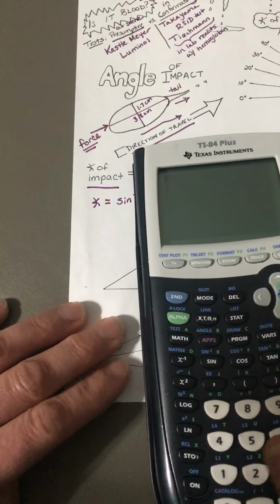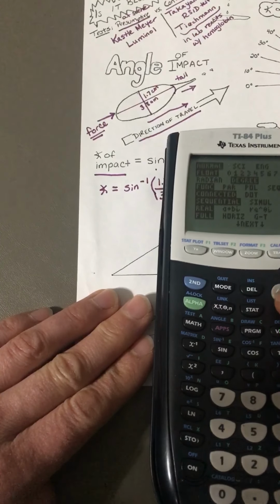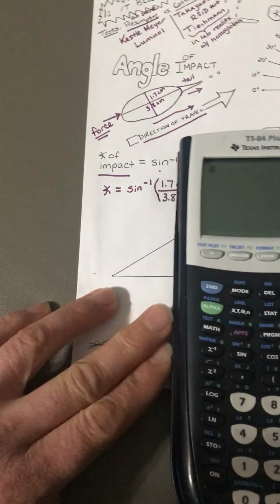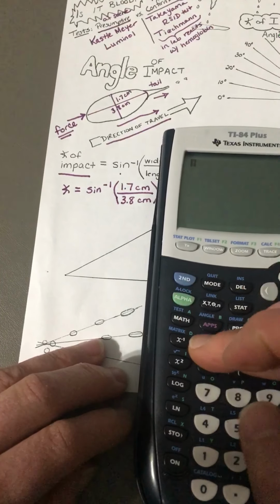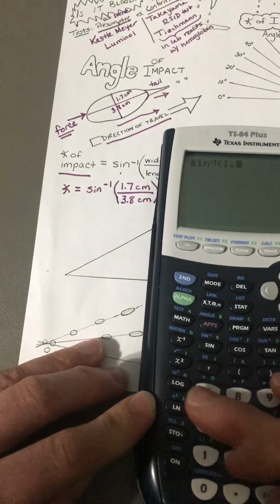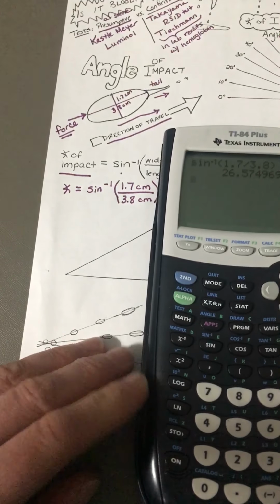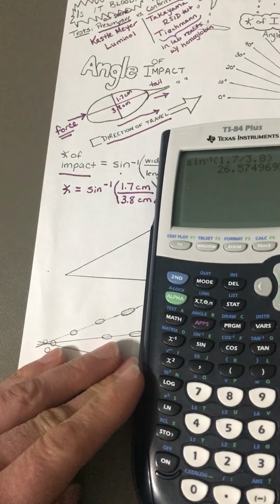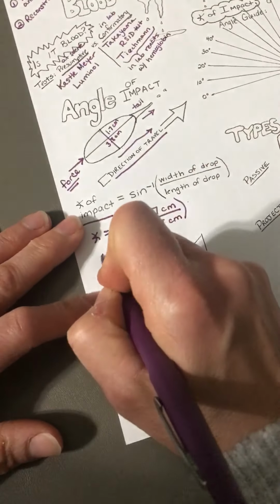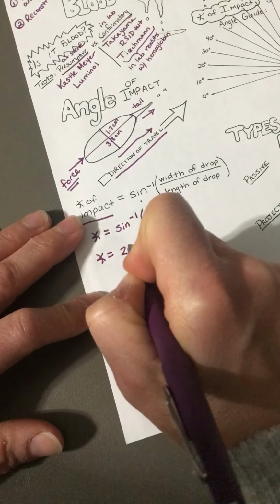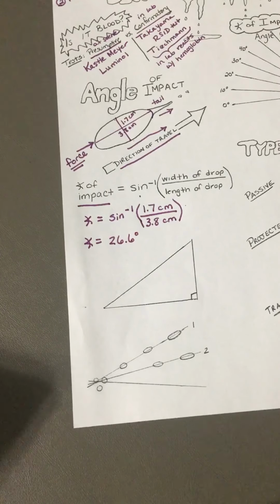All right. So I'm just going to go ahead and check quick. I am in degrees. So I need to be in my degrees for this one. And I'm going to take the inverse sine. So second sine, 1.7 divided by 3.8. And I get the number 26.6 degrees. So the angle of impact is 26.6 degrees. All right, so I can figure out the angle of impact.